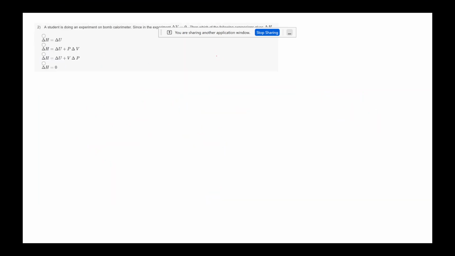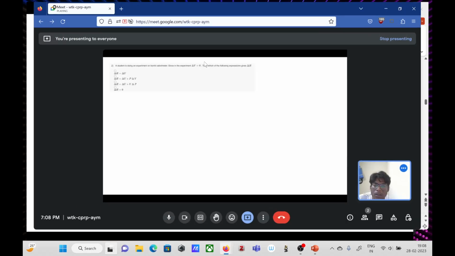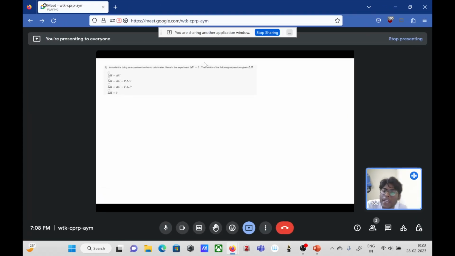Okay. So here is given, okay, let me go to this. A student is doing an experiment on a bomb calorimeter. Since in the experiment del V equal to 0, which of the following expressions gives delta H? What is the change in enthalpy?